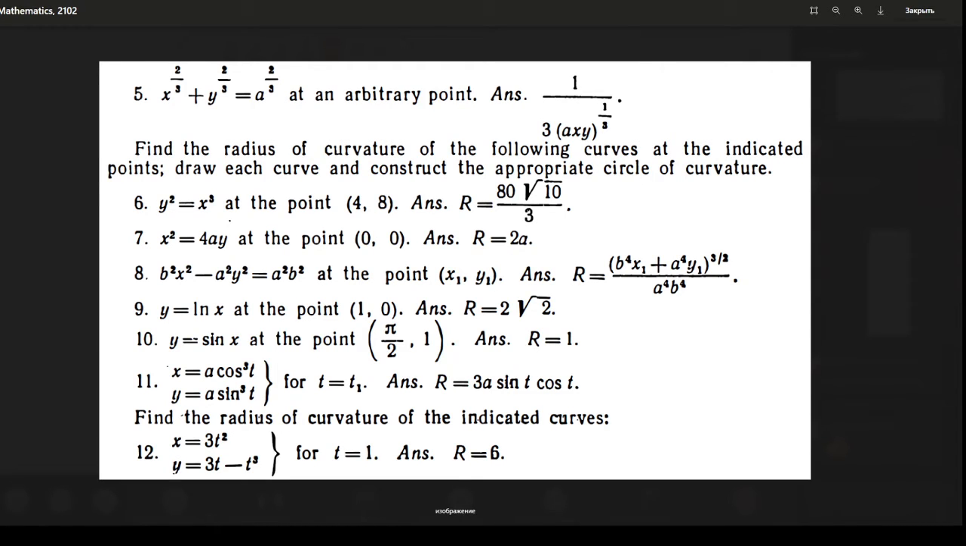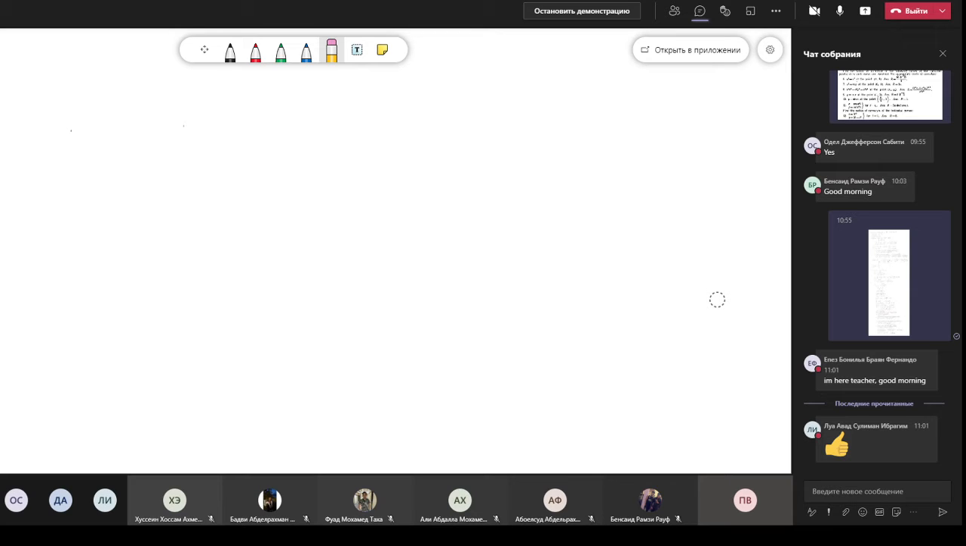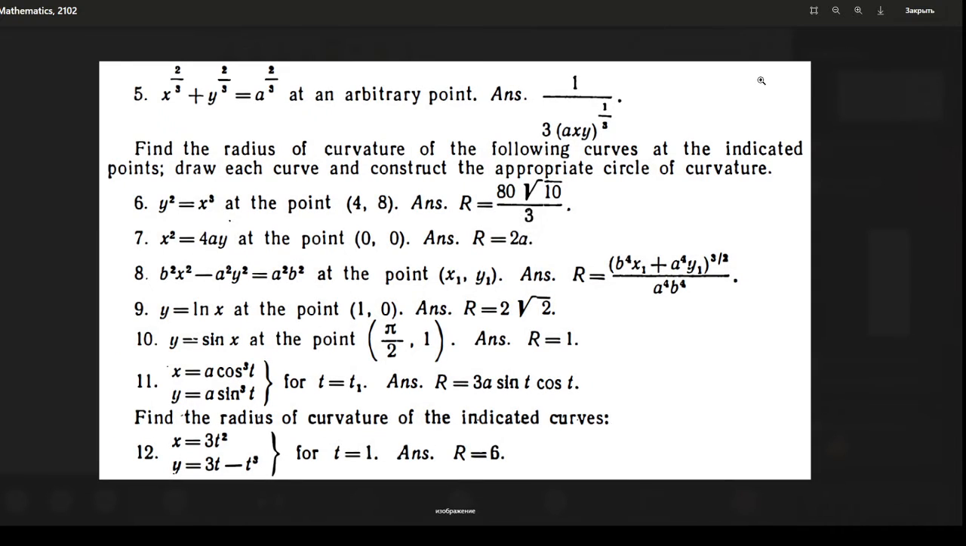Find the radius of curvature of the following curve in the indicated plot. Draw each curve and construct the appropriate circle of curvature. Number 7, x squared equals 4ay at the point 0, 0. X squared is 4ay. It is number 7, I say yes, 7.